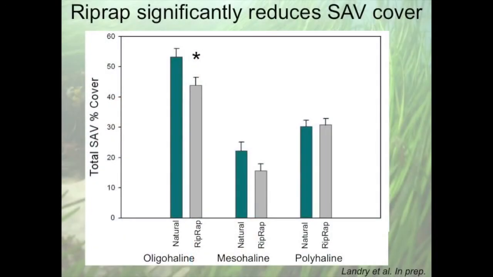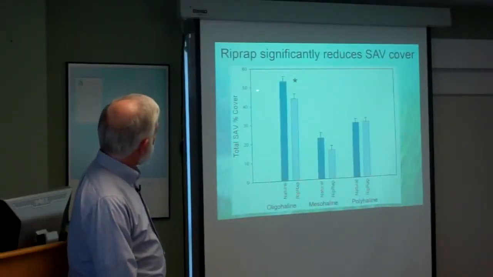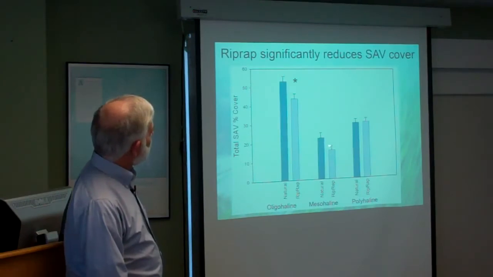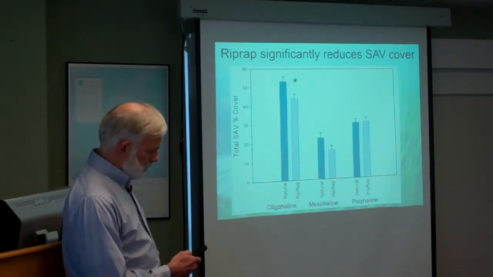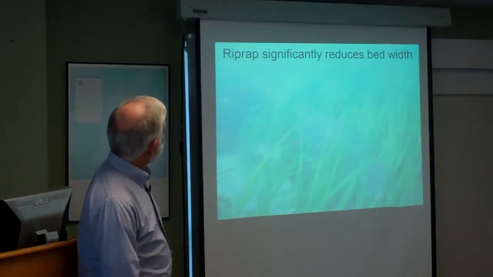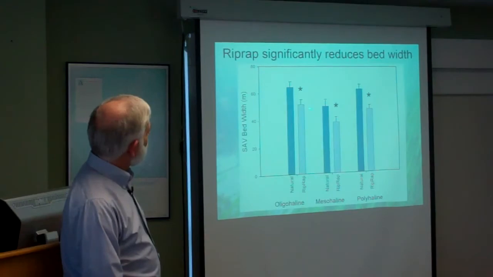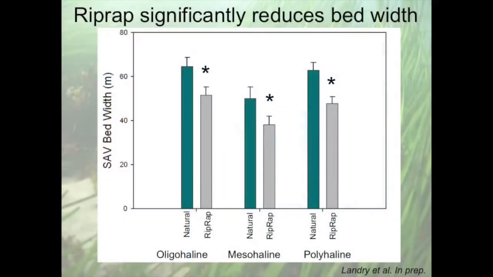So one of the findings was that riprap can significantly reduce SAV cover, and this was a significant effect in the oligohaline zone. It was also apparent but not significant in the mesohaline zone, and not so apparent in the polyhaline zone. Another one of the response variables was bed width, and in this case the riprap shorelines had lower bed width in all three salinity zones.